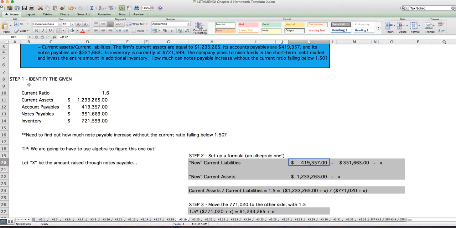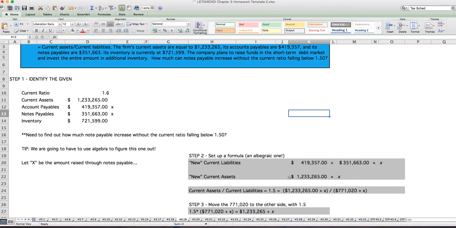419, which is given here, plus 351K, which is payable, plus X. So we put plus X because this is the amount that we're going to be raising through the notes payable, and it's what we're going to be figuring out. Once we get X, we have the answer to our problem.